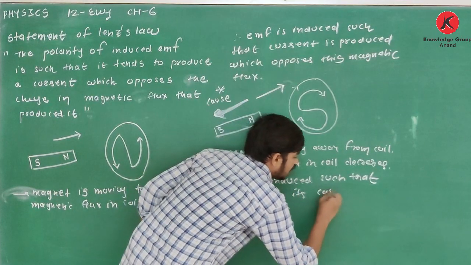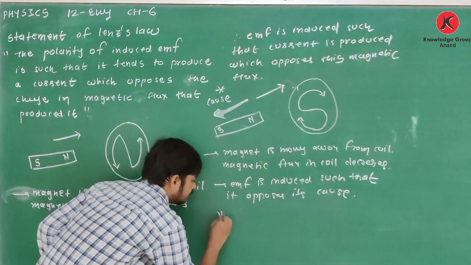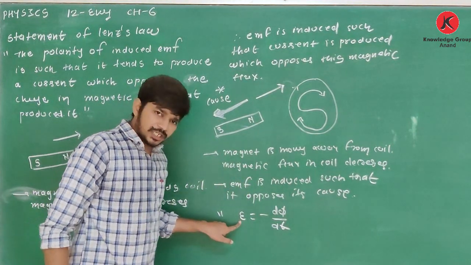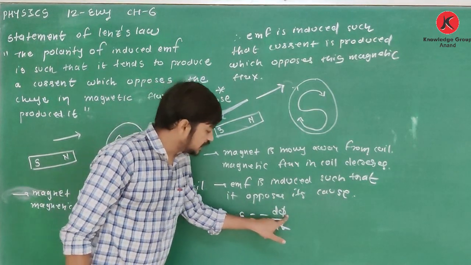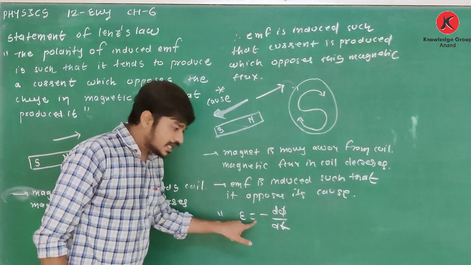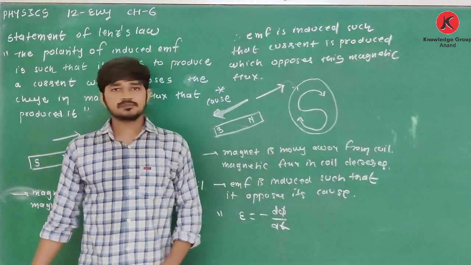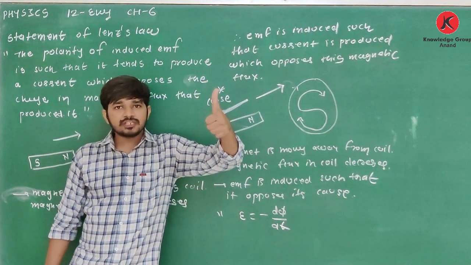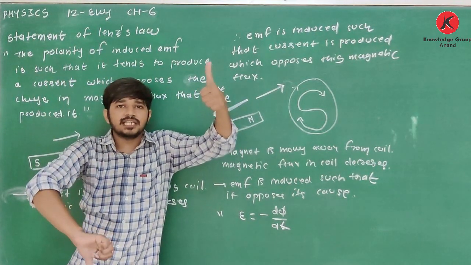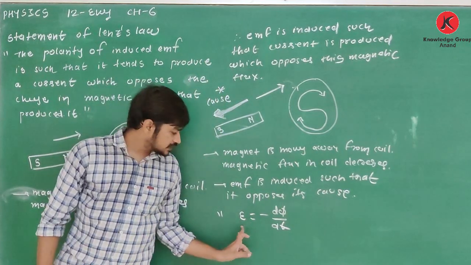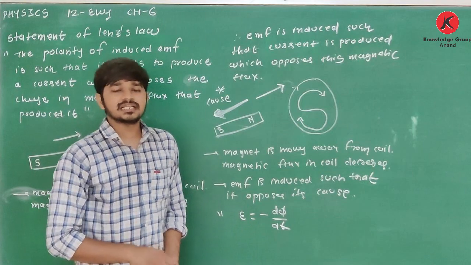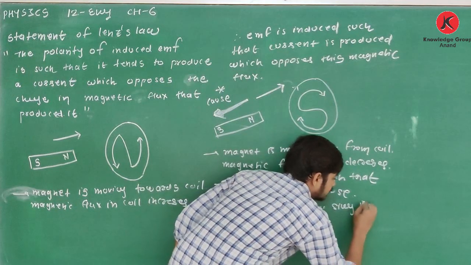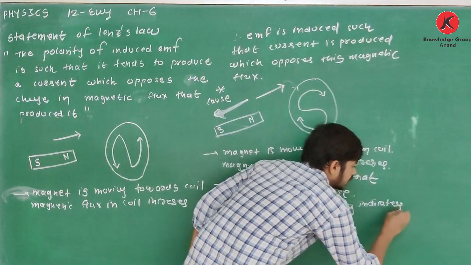And now you may understand that negative sign, that is E equals minus d phi upon dt. EMF is induced such that it opposes the change in flux. Clear about this? So if flux is increasing, that is the cause, then EMF is induced such that now flux decreases. Okay? So yes, the negative sign indicates the presence of Lenz's law.